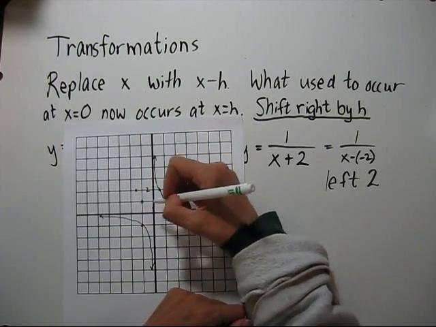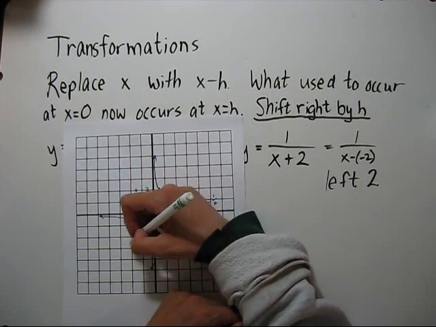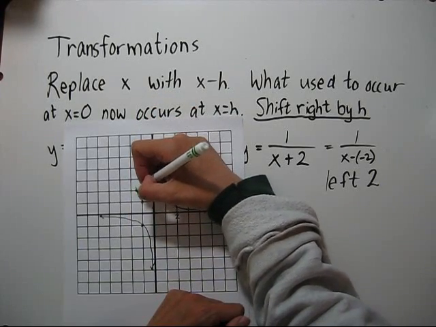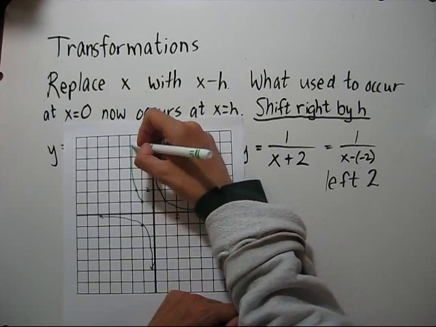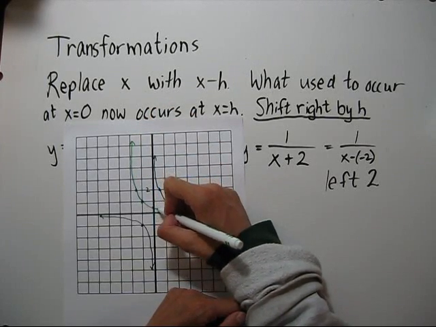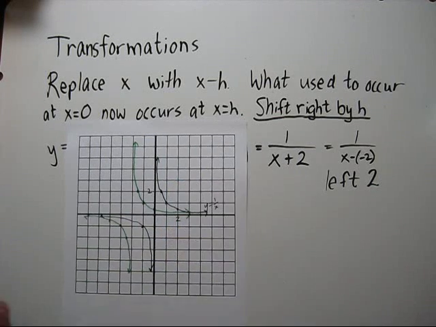And then the y-axis, we can shift that to the left, so we're going to shoot up as we approach x equals negative 2. There it is.